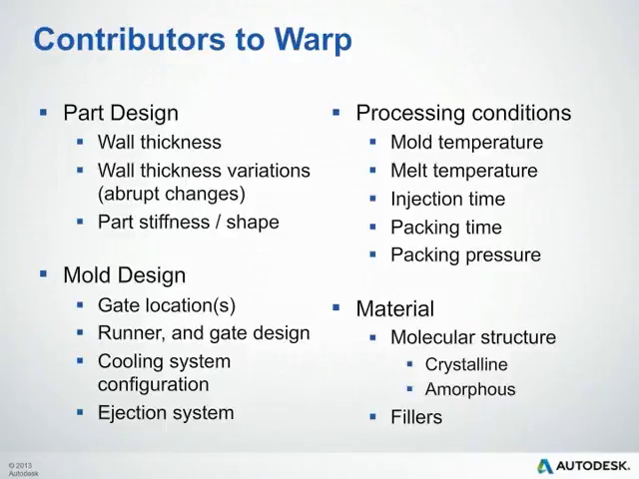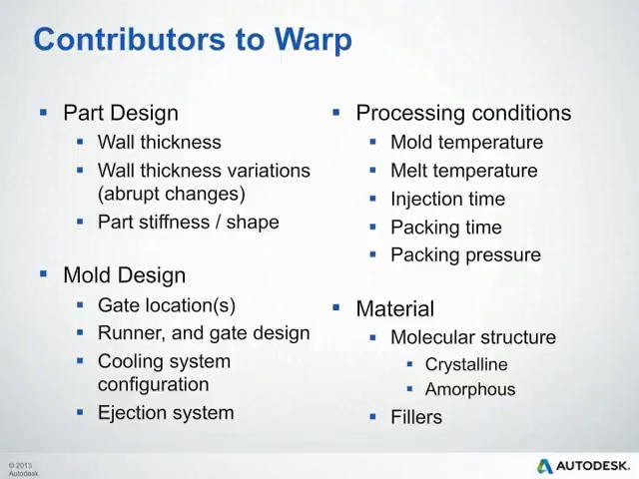Some of the contributors to warp would be part design, so our wall thickness or variations in it, part stiffness or its shape. For mold design, we can look at gate locations, runner and gate design, the cooling system configuration, or even the ejection system. Processing conditions would be mold temperature, melt temperature, injection time, and packing pressure. As for the material, that would be the molecular structure.